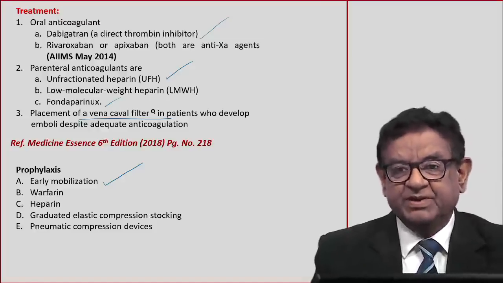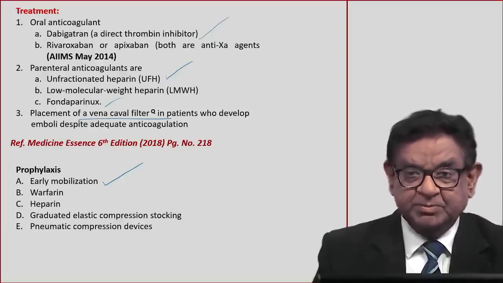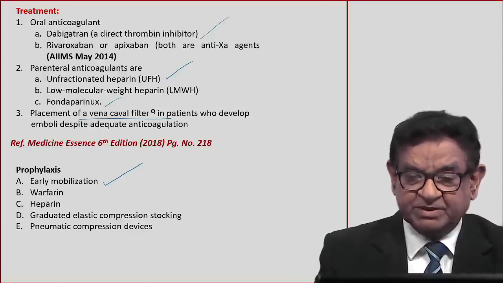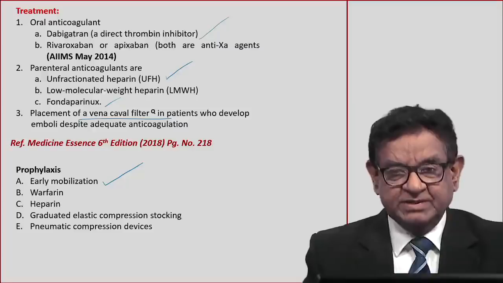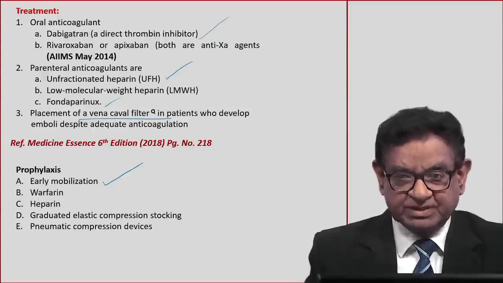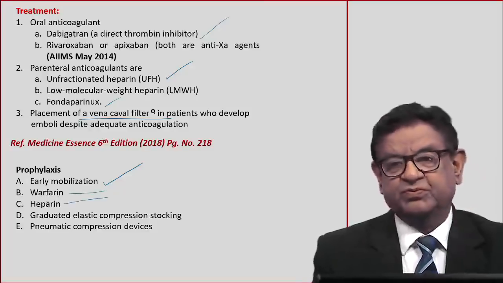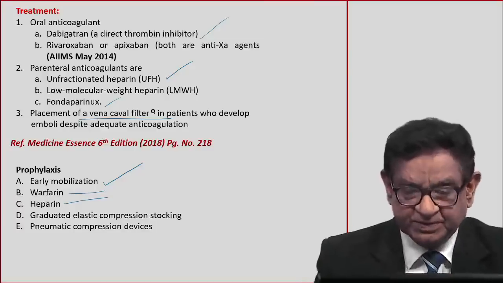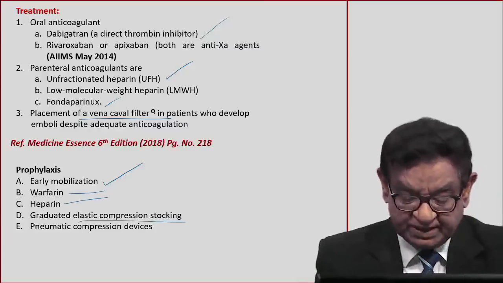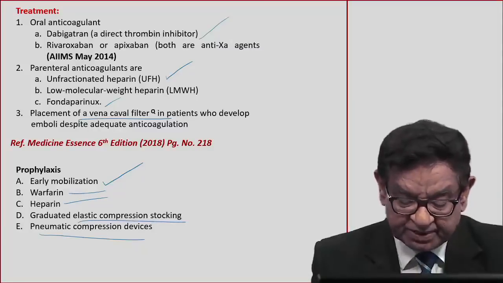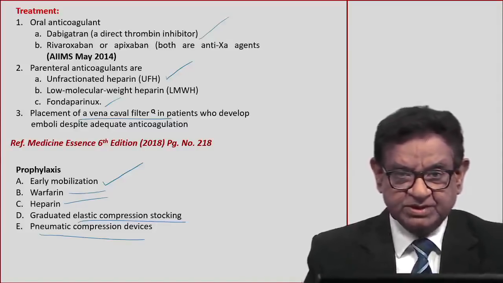But even after prolonged bed rest, which can induce deep vein thrombus, the patient should be advised, even while on rest, to keep on moving his legs so that there is exercise of the calf muscles. We can use warfarin and heparin for prophylaxis in the initial days, but otherwise graduated elastic compression stockings and pneumatic compression devices are used. So dextran is not used as a prophylactic measure.